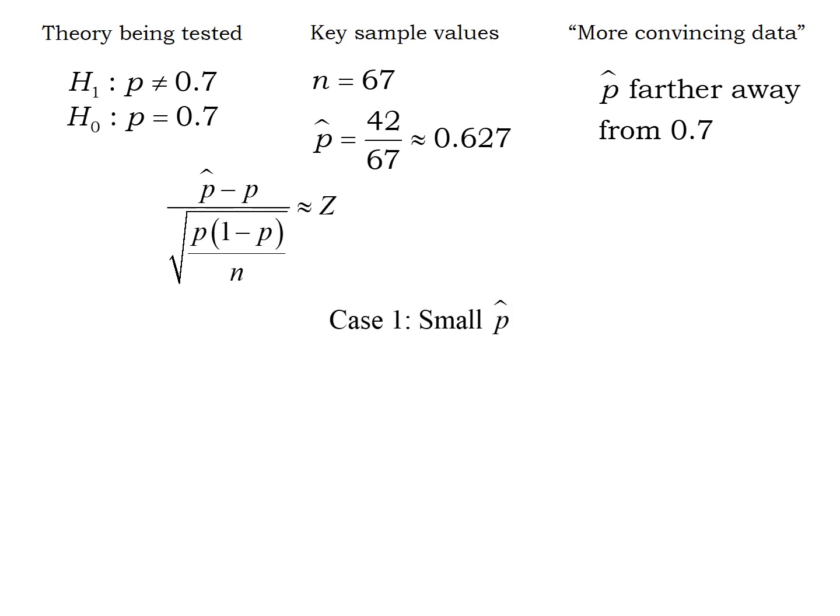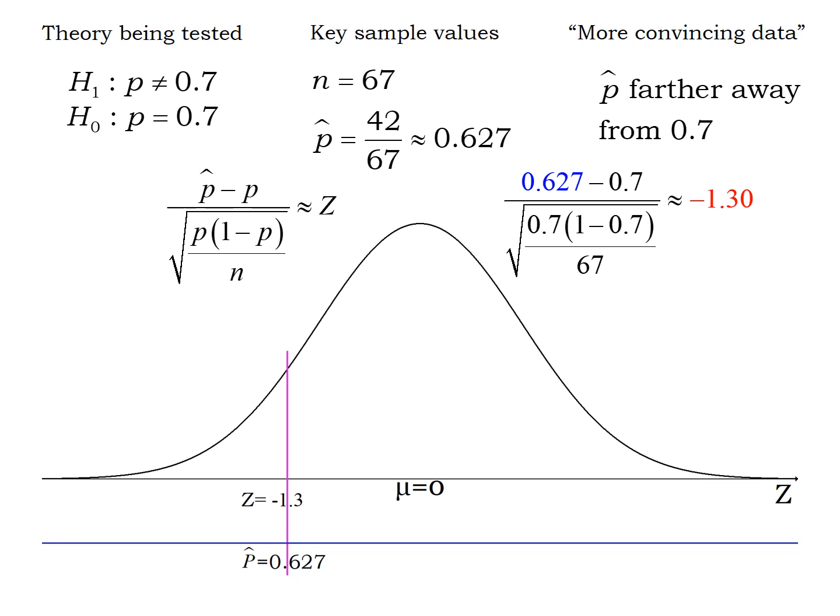If p hat is really small, so less than the 0.627 we have, well, with the p hat equal to 0.627, that's the small p hat that we have right now, that equates to a z-score of negative 1.3. So visually, p hat of 0.627 equates to a negative 1.3. What would happen if we had an even smaller p hat?